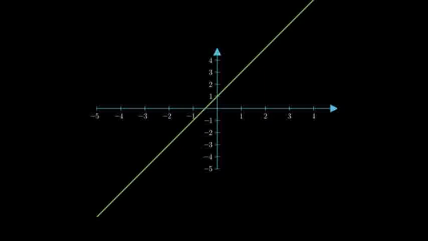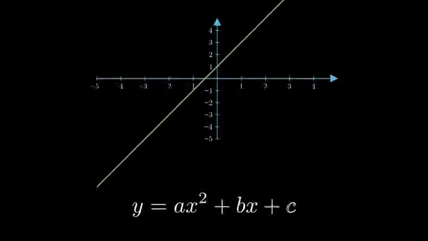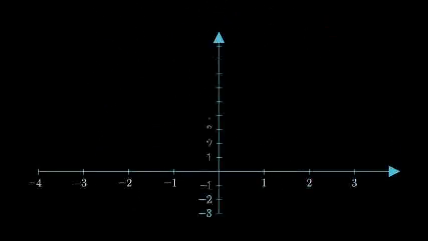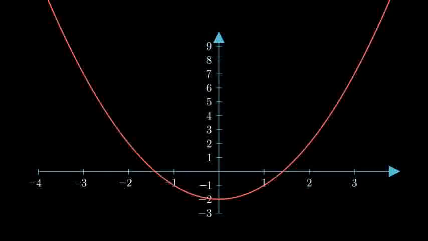Next, we have quadratic relationships. Quadratic equations have the form y = ax² + bx + c. Graphing these equations gives a parabola shaped like a U or an upside-down U. The value of a determines the direction and width of the parabola.